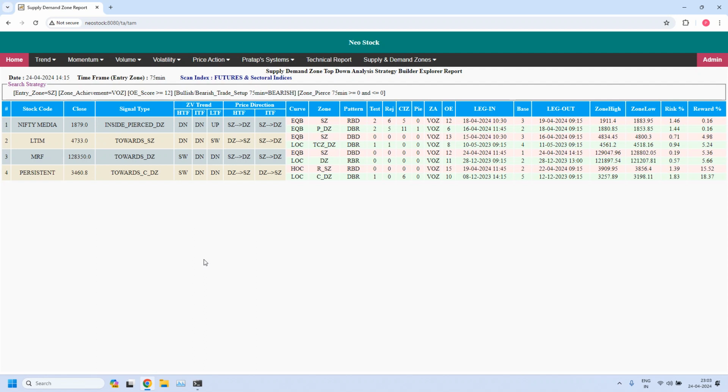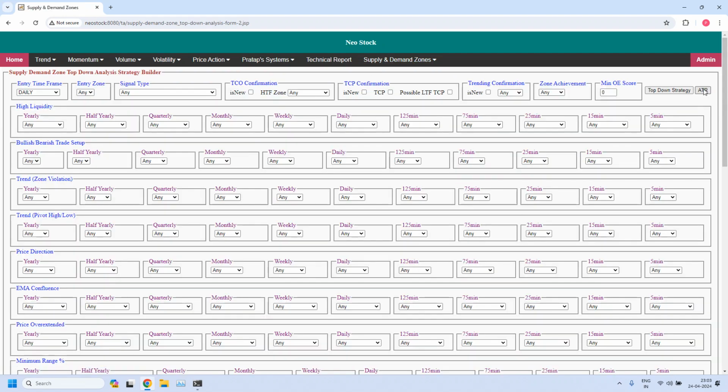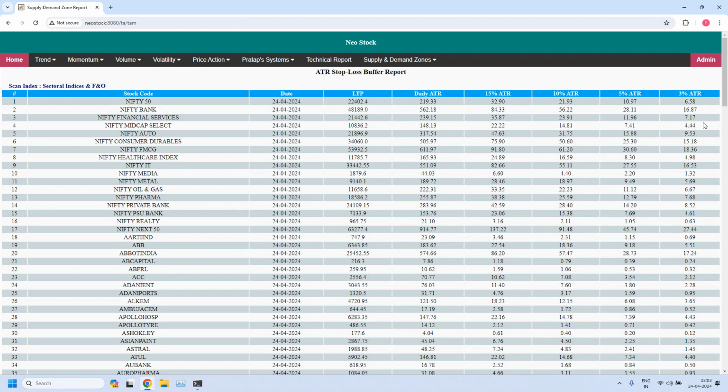We have generated bullish and bearish trade setups, and the last report is stop buffers based on daily ATR. So based on this daily ATR, I am generating stop buffers. This is the daily ATR. 15% ATR should be used for monthly income trade. 10% ATR should be used for weekly income trades. The first 17 in this list are indices, sectorial indices. The remaining are all equity stocks, but listed in F&O category.